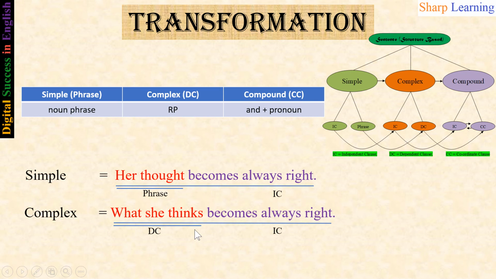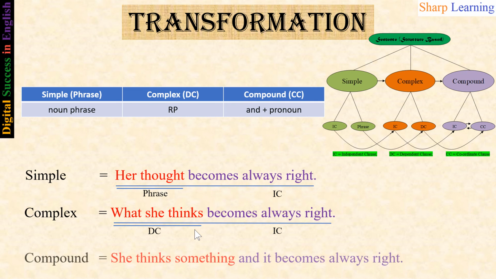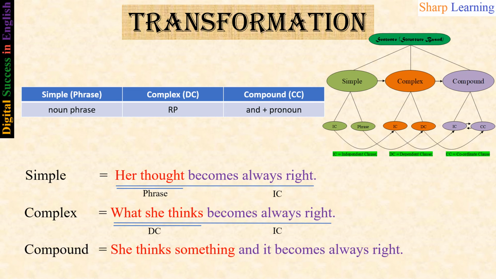Then how can I make it a compound sentence? See here, she thinks something. This DC has become an IC and the IC will transfer into a CC. See, and it becomes always right. See here, we have omitted, that means deleted, what. She thinks something. This word has been taken from outside because it makes the right sense. She thinks something, it is an IC, and it becomes always right. And it becomes, here and is the conjunction, definite, and it indicates what she thinks.